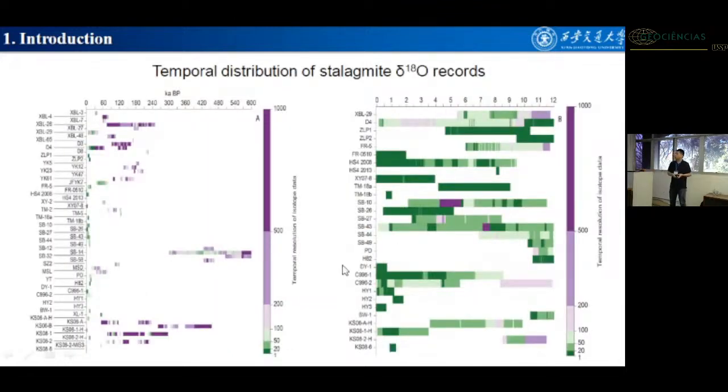All the published records mostly focus on the Holocene period. And we can also see some records that cover the last interglacial. Only two to three records covered more than three glacial-interglacial cycles.